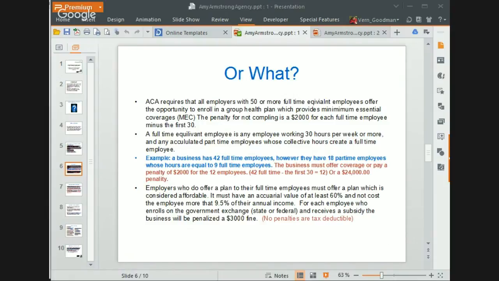Employers who do offer a health plan to their full-time employees must offer a health plan which is considered affordable under the ACA. It must have an actuarial value of at least 60% and not cost the employee more than 9.5% of their annual income. For each employee who enrolls on a government exchange, state or federal, and receives a subsidy, the business will be penalized a $3,000 fine. And by the way, none of these fines are tax deductible.